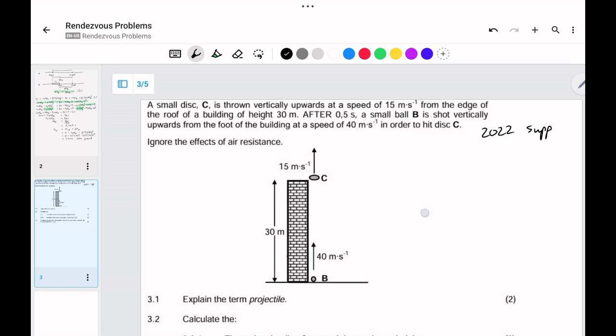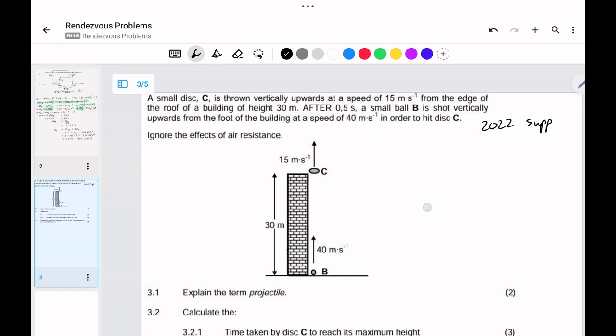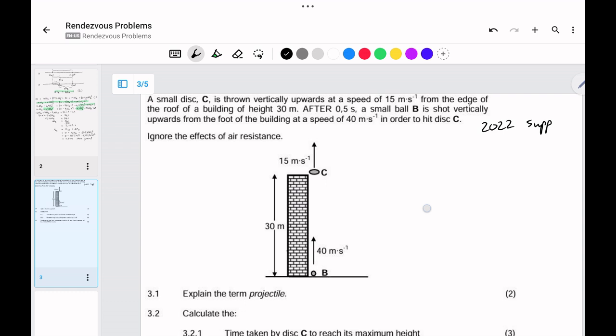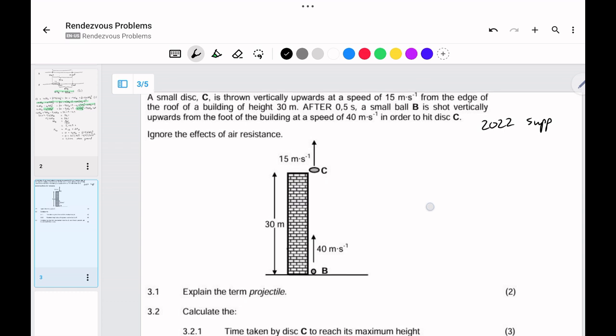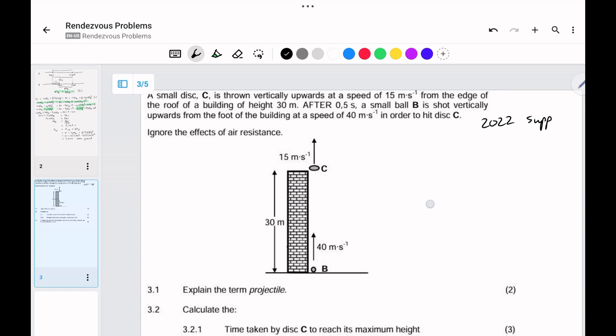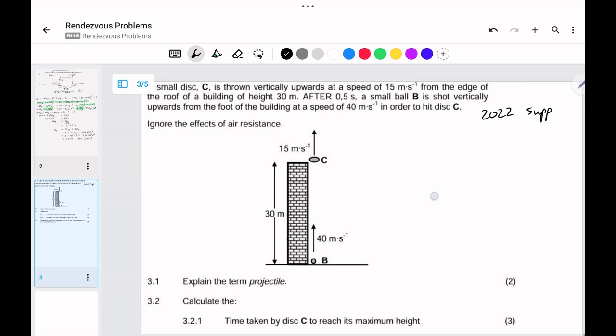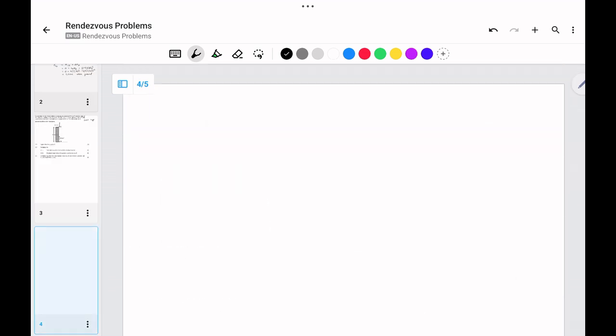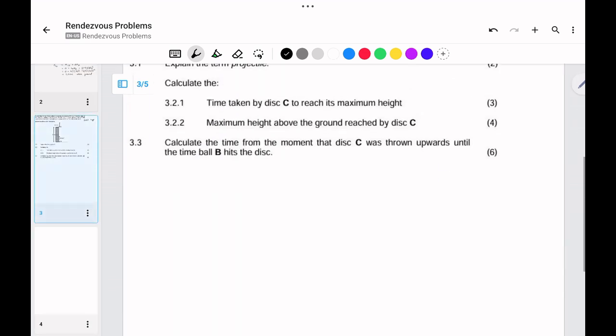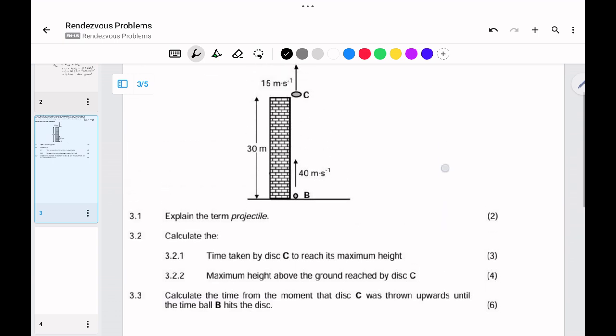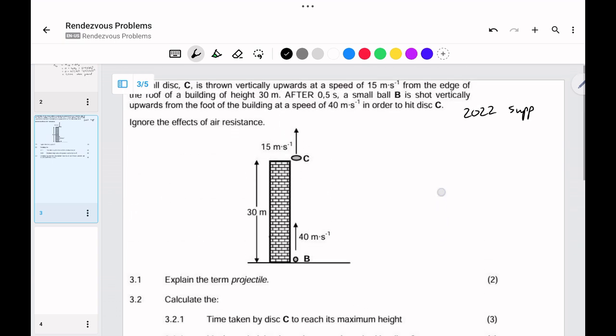A small disk C is thrown vertically upwards at a speed of 15 meters per second from the edge of the roof of a building of height 30 meters. After half a second, a small ball B is shot vertically upwards from the foot of the building at a speed of 40 meters per second in order to hit disk C. If you hit something, you need to be in the same place as that thing.